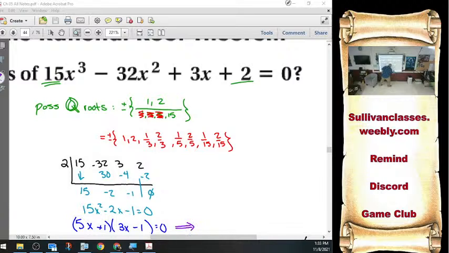Set each equal to 0 and say x is also negative 1/5 and positive 1/3. And don't forget your kid brother Burger King, 2.